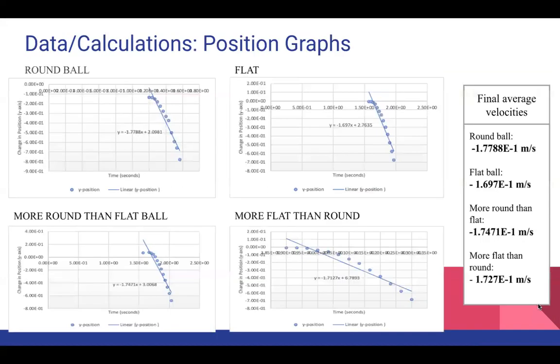All right, in terms of data and calculations, we first tracked everything in Tracker, and then we put that data into Excel. And so you can see that for each shape of the Play-Doh, these are the position graphs, which highlight the average velocity. By looking at the slopes, you can see that the round ball has the greatest velocity and the flat ball has the smallest velocity.